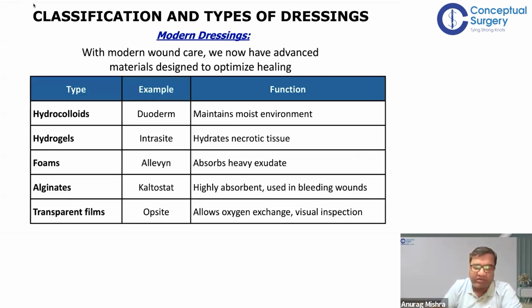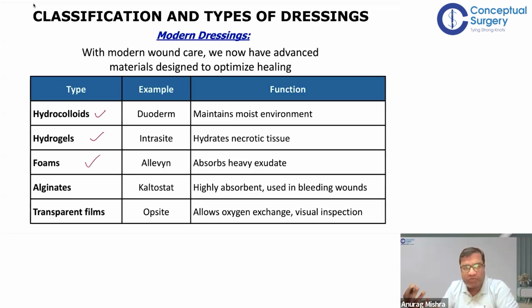The various items available are hydrocolloids. Hydrocolloids generally will keep the wound slightly moist. So whenever you want the wound to be slightly moist, you can use hydrocolloids. Hydrogels also, what they do is the hydration is a little more than the hydrocolloids. Because of this moisture, it breaks down the necrotic tissue. So it helps in debridement also. So in these sites, we use hydrogels.